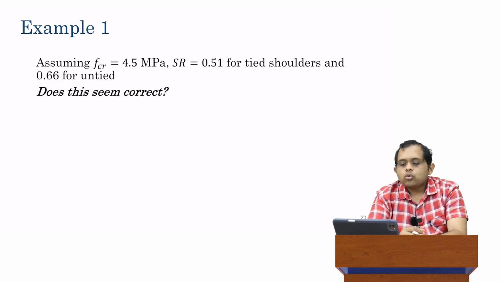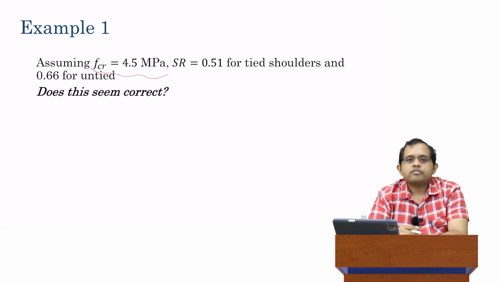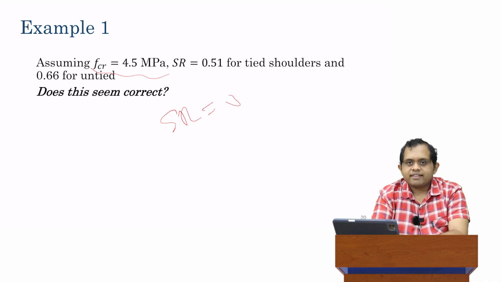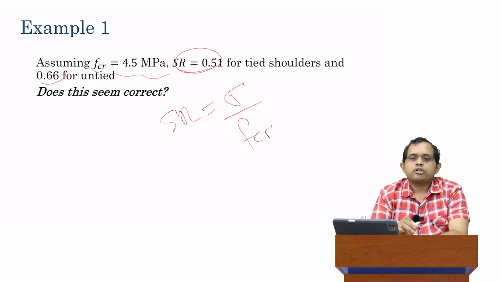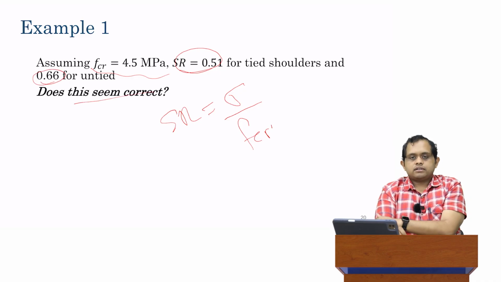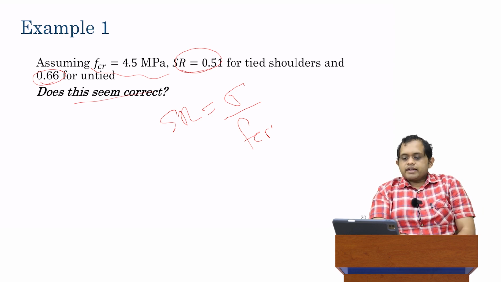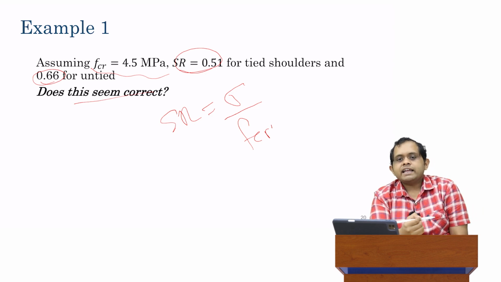Okay. Now, one thing I want to check for both cases, suppose we say FCR, which is the flexural strength, suppose it's 4.5 megapascals, a reasonable value. Then if I just calculate stress ratio, it is this critical tensile stress which we just calculated divided by FCR. For tied shoulders, I get a stress ratio of 0.51 and for untied, I get 0.66. Does this seem correct? Okay. This is what a typical engineer would have to do.